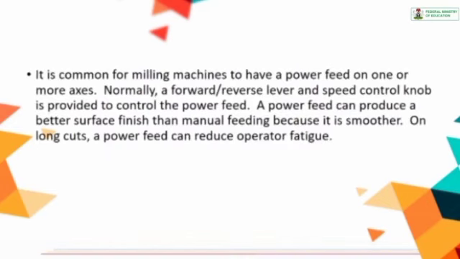It is common for a milling machine to have a power feed on one or more axes. Normally a forward or reverse lever and speed control knob is provided to control the power feed. So we have a reverse lever and the speed control knob to control the power feed.